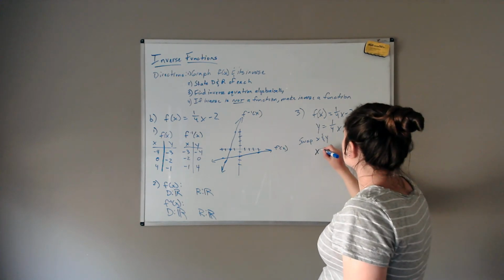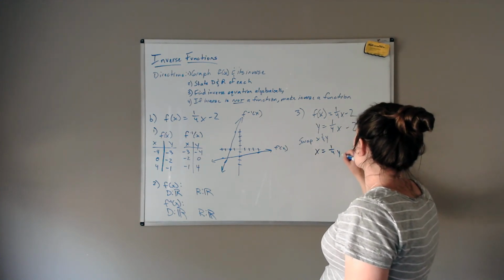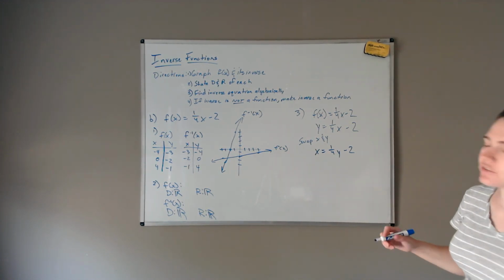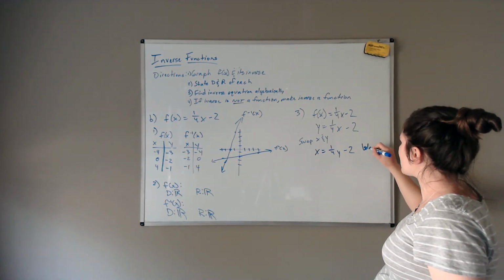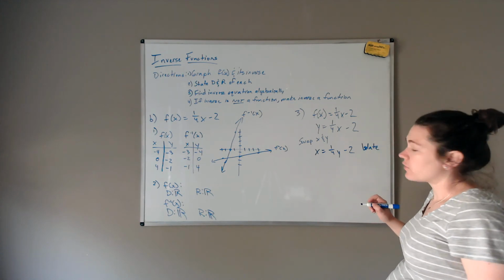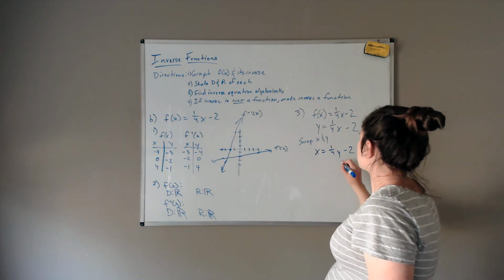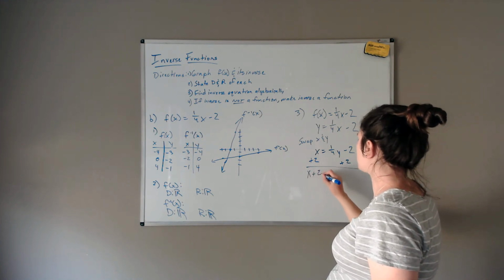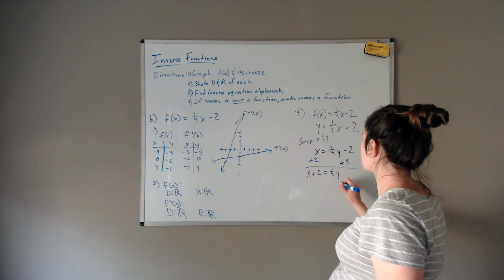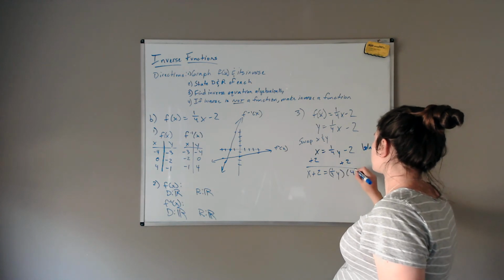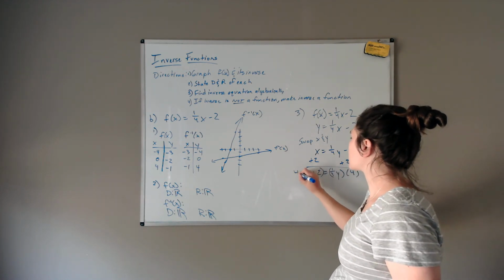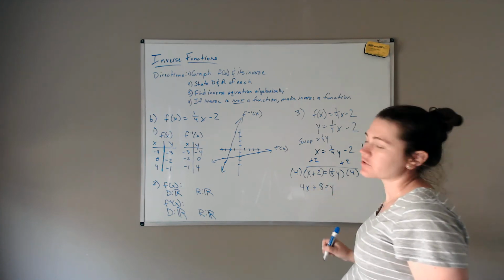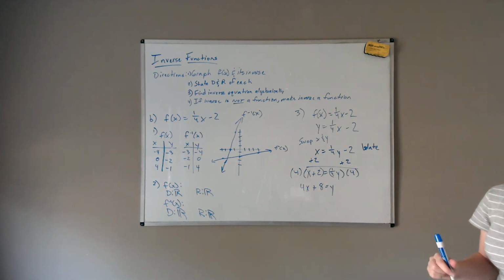So that gives me x equals 1/4 times y minus 2. Now we just have to make sure that we isolate y, and then we have our inverse equation. So, get y by itself. We add 2 to both sides. That gives us x plus 2 equals 1/4 y. Now multiply both sides by 4. And that gives us 4x plus 8 equals y. So this is the inverse equation.